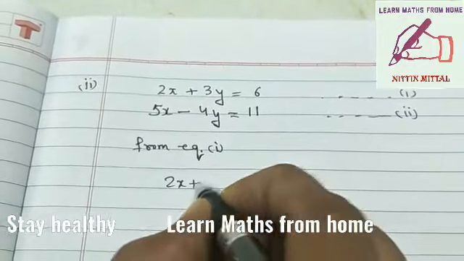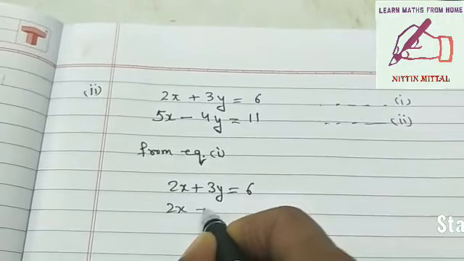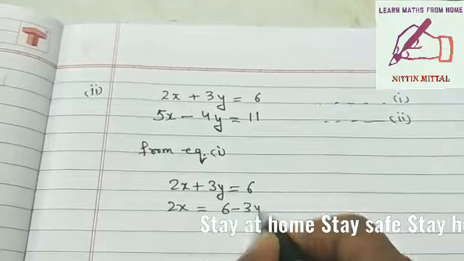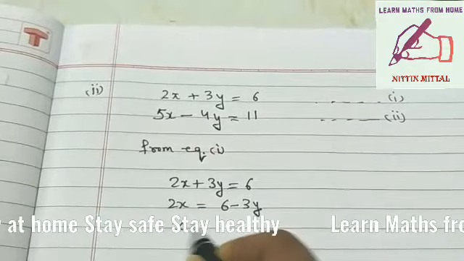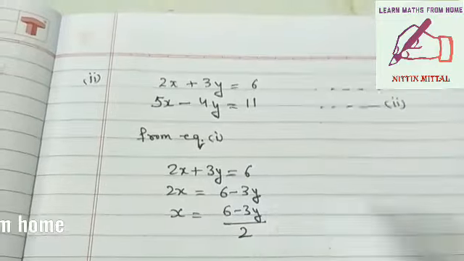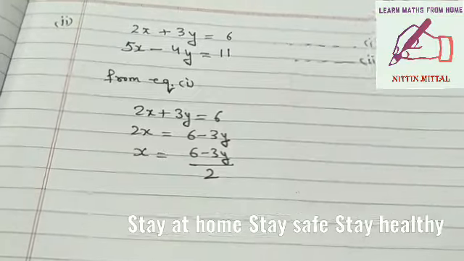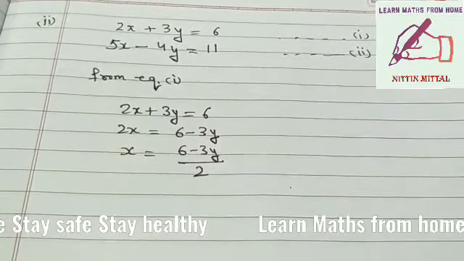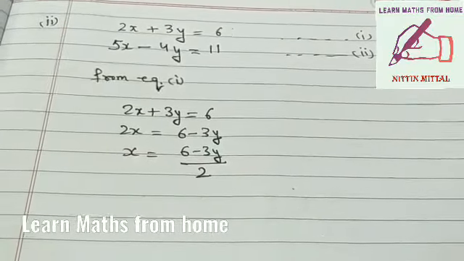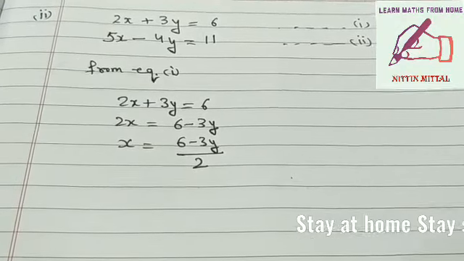So 2x plus 3y equal to 6. 2x is equal to 6 minus 3y. And x is equal to (6 minus 3y) over 2. So we expressed x in terms of y from equation 1. Now we are going to replace this value of x. We are going to substitute this value of x in equation 2.